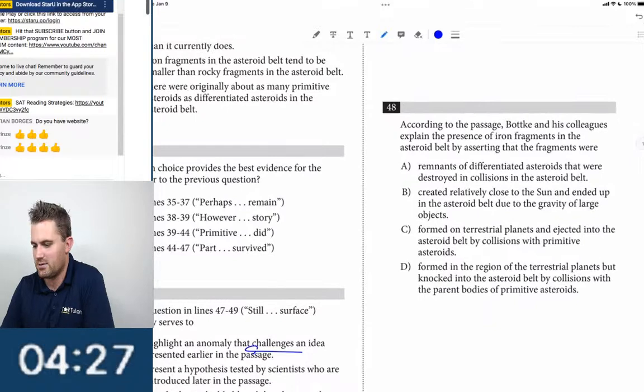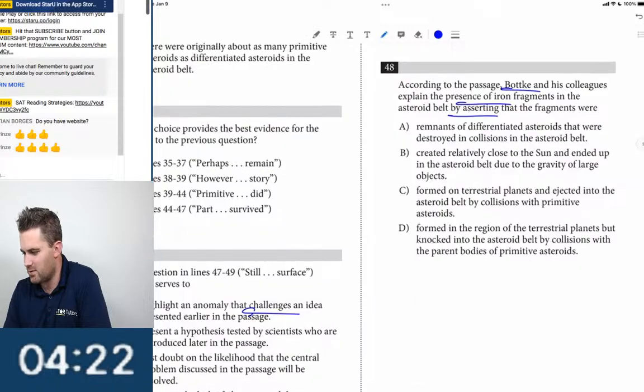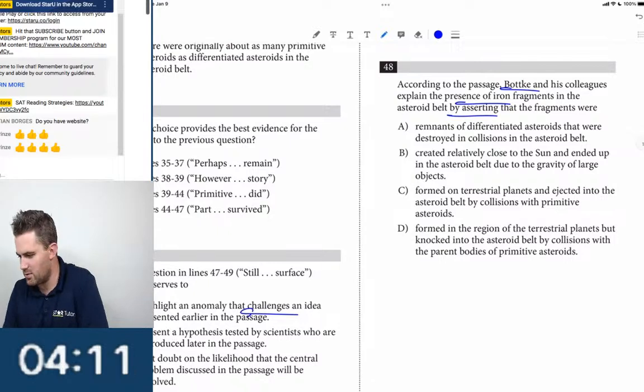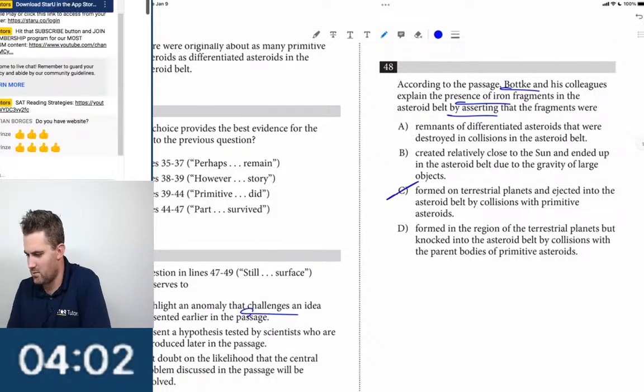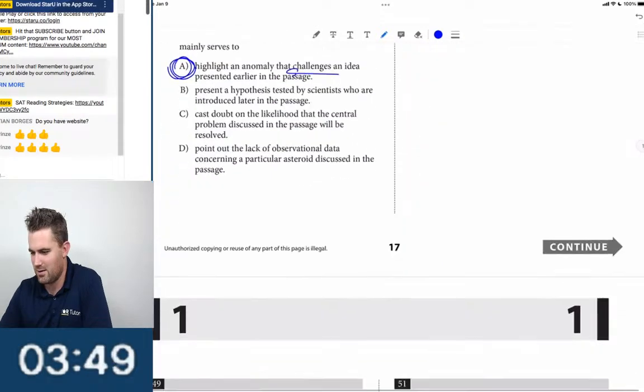According to the passage, Bacchus' colleagues explained the presence of iron fragments in the asteroid belt by assuming the fragments were remnants that were destroyed in collisions in the asteroid belt. Yeah, maybe. Created relatively close to the sun. How much time do we have? Created in the asteroid belt due to the gravity of large objects. That one could be it too. So they mention that somewhere. Formed in the region of the terrestrial planets. The iron fragments are the differentiated ones. Did they mention that? This one sounds right. I've got to go with it. I think that might be right.